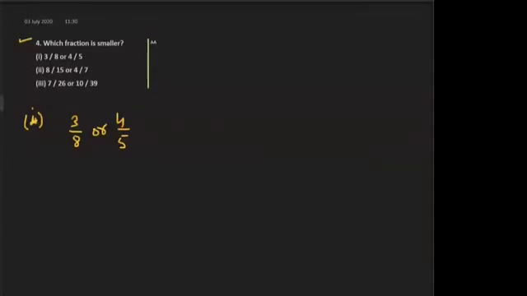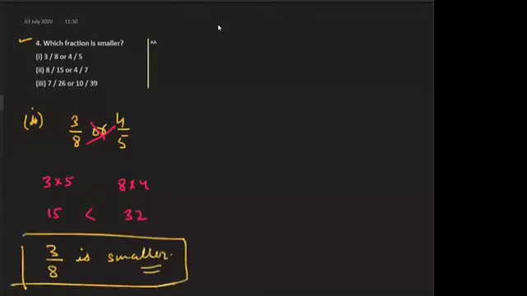You just do cross multiply. 3 into 5 and 8 into 4. 3 5s are 15 and 8 4s are 32. Which is lesser? 15 is lesser than 32. So you will write that 3 upon 8 is lesser. Your answer will be 3 upon 8 is smaller. Write your answer like this.